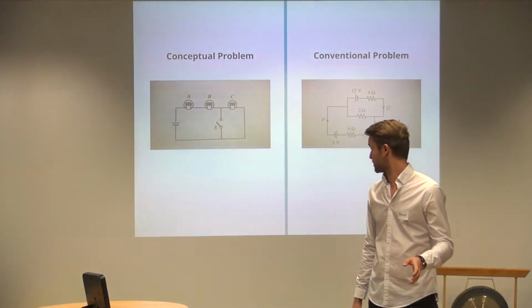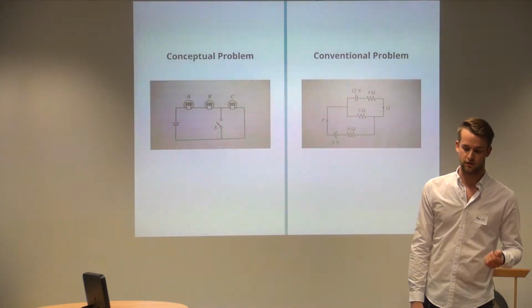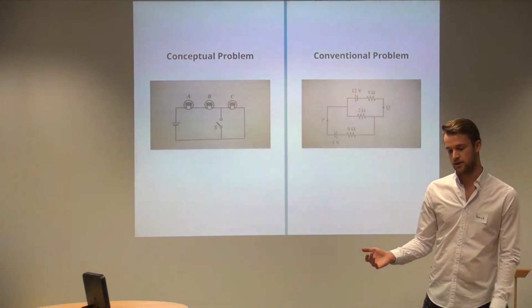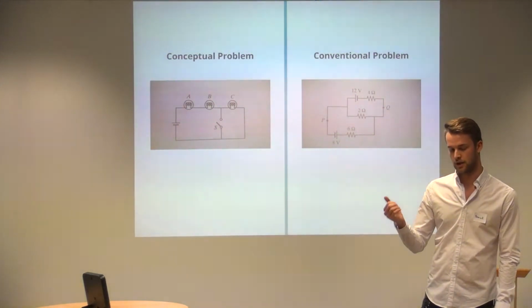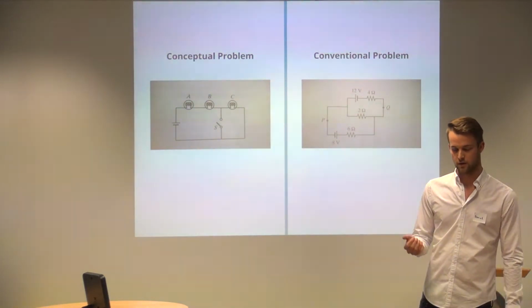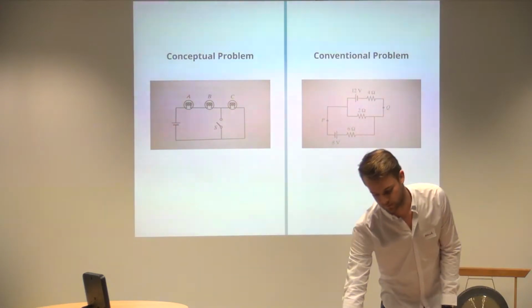The left question is the conceptual one, where students had to guess how the intensity of the light bulbs changes if the switch S is closed. On the right-hand side, students had to actually calculate the currents in the 2 ohm resistor and some other things. There were 10 points for each of those questions.